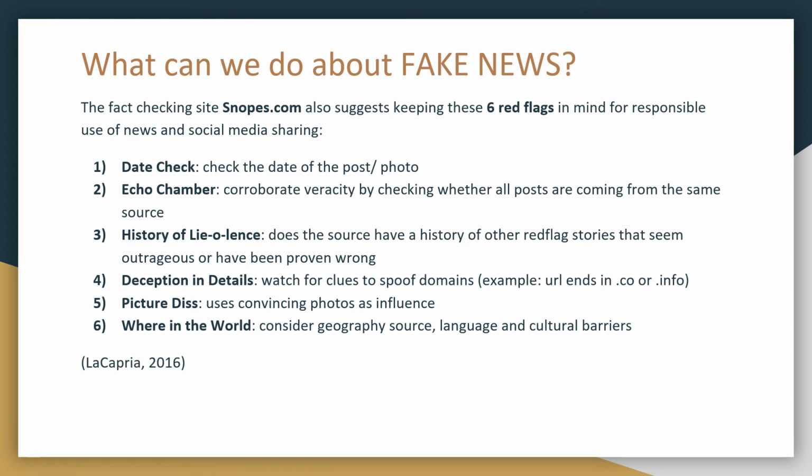5, picture dis. Uses convincing photos as an influence. So they're kind of trying to get you emotionally involved with this picture to the point where you're not going to actually consider the story appropriately. 6, where in the world? Consider the geography source, the language, and the cultural barriers.